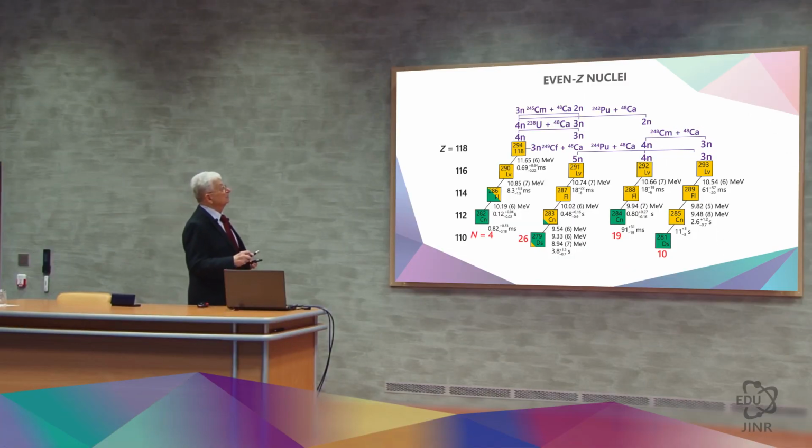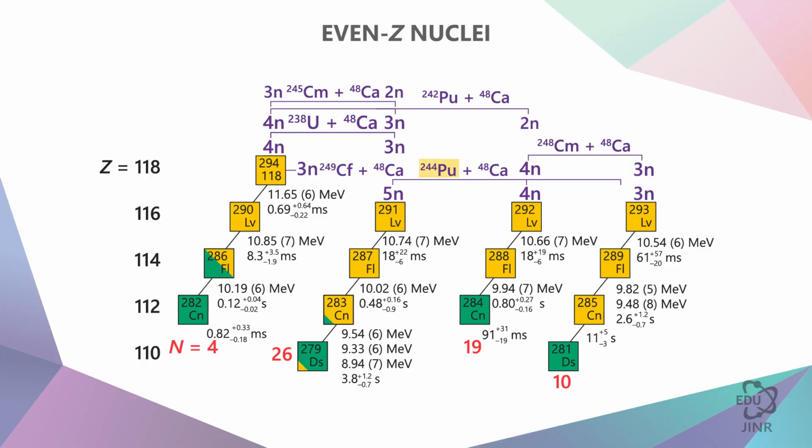By changing not only the mass of the isotope, but also the atomic number of the target, we can figure out what we will obtain when we use even atomic numbers as a target. For example, plutonium-94, curium is element 96, uranium is element 92, and californium is element 98. You can see what these decays look like.